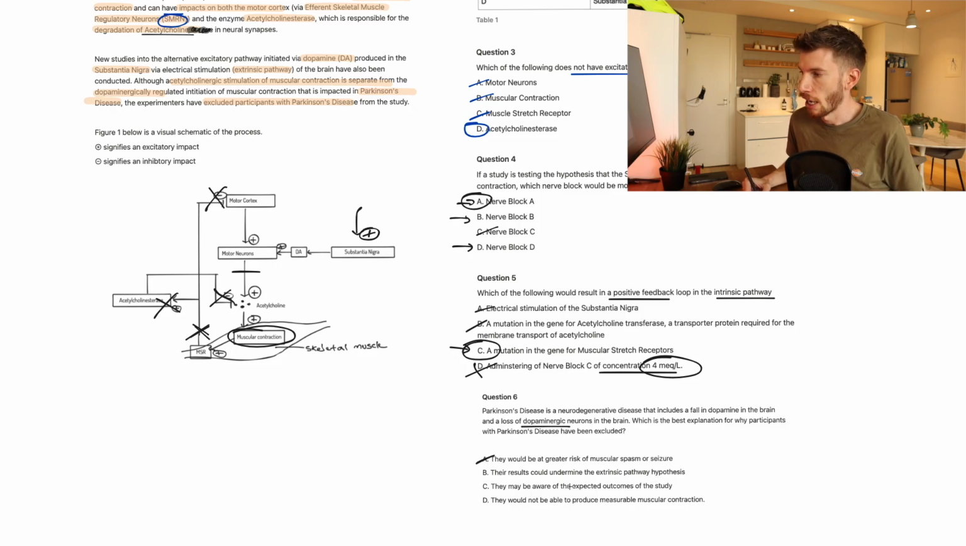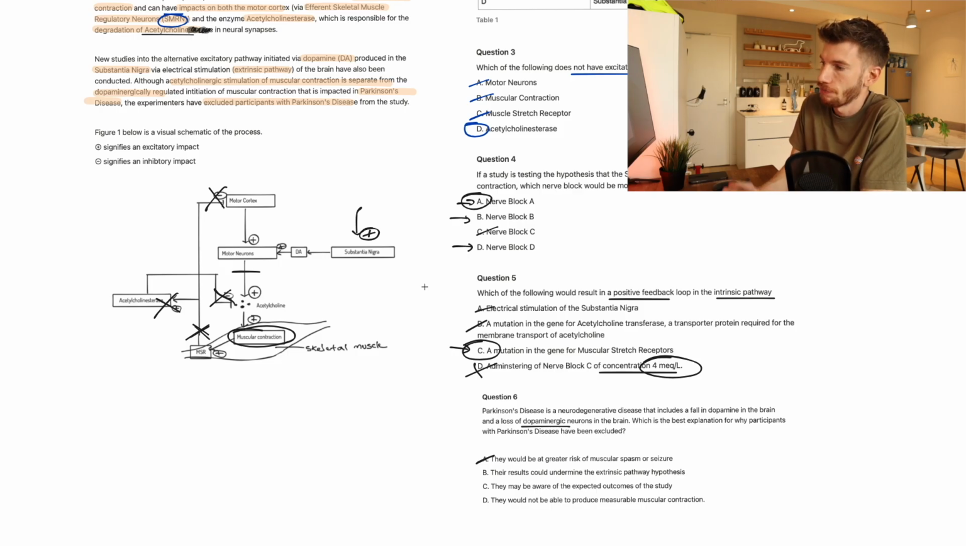Their results could undermine the extrinsic pathway hypothesis. So the hypothesis of the extrinsic pathway was, if we can electrically externally stimulate the substantia nigra, we may be able to get muscular contraction to occur in the absence of any effect of the motor cortex. So undermining it would be to suggest that it does not work, right? Or to suggest that it's not correct or that it's not supported. And this will actually be the most correct.